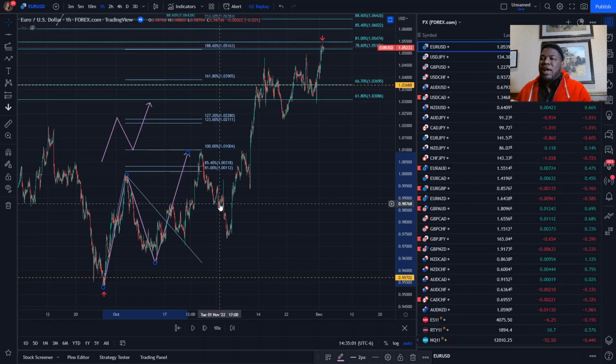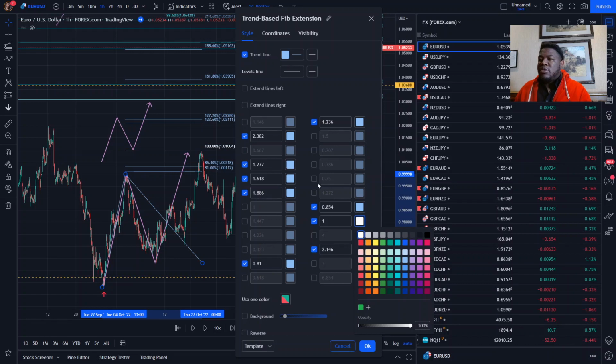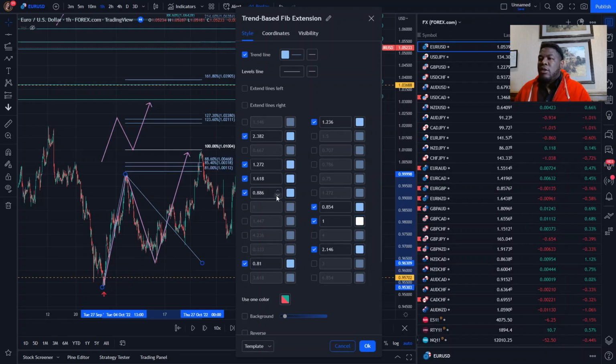And I know we've got a lot of lines on here, but one thing to pay attention to is this 100% I will show here. There's also a missing 88.6% line. My students would have gotten on me if I did not include it there.